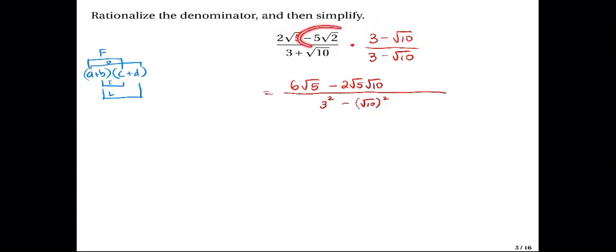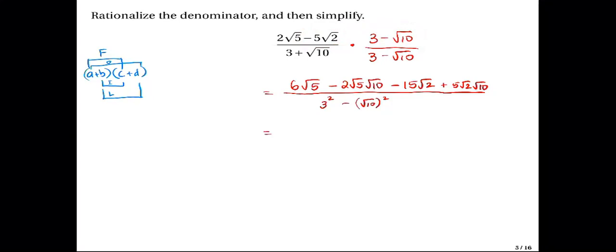And then here you have minus 5 square root of 2 multiplied to 3. So we will have minus 15 square root of 2. And then finally, it's negative 5 square root of 2 times negative square root of 10. So it becomes plus 5 square root of 2 square root of 10.